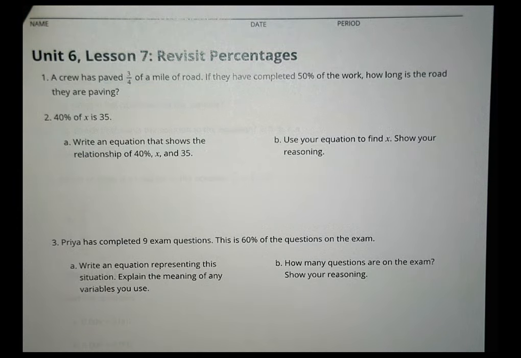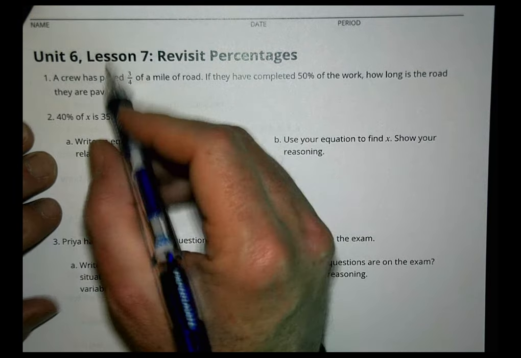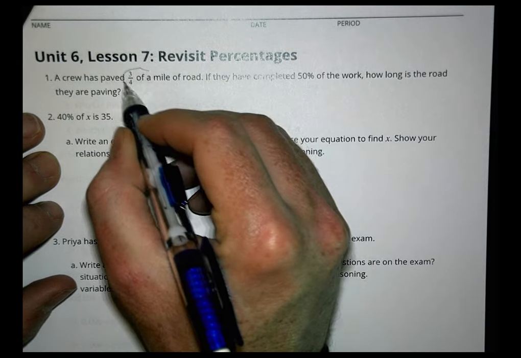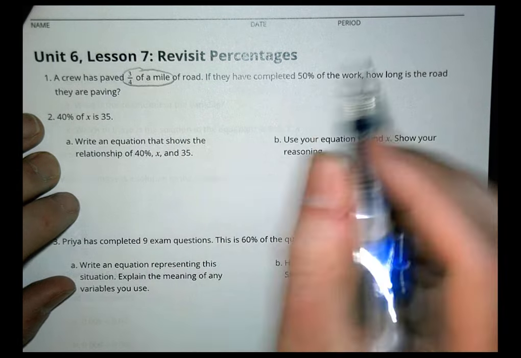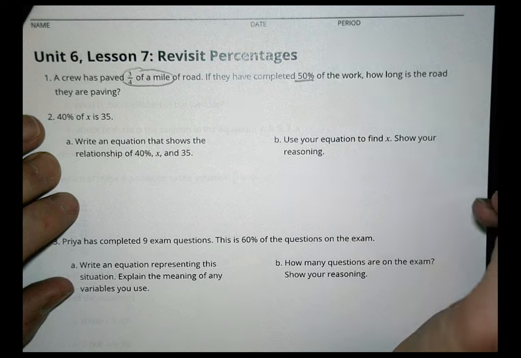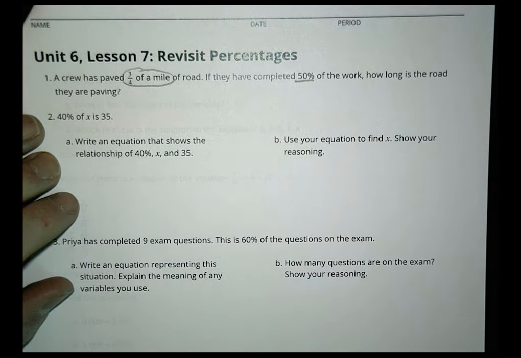Okay, homework time, Math 6, Unit 6, Lesson 7. It says a crew has paved 3/4 of a mile of road. They have completed 50% of the work. How long is the road they're paving?